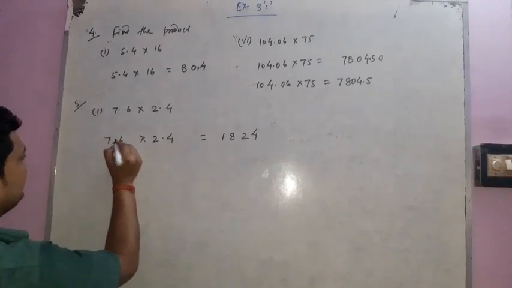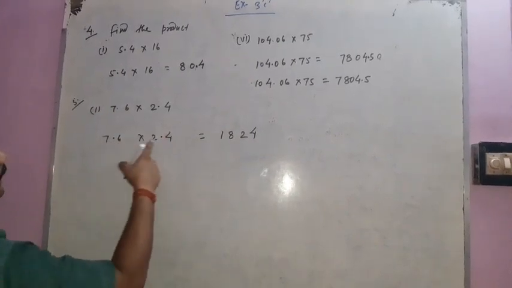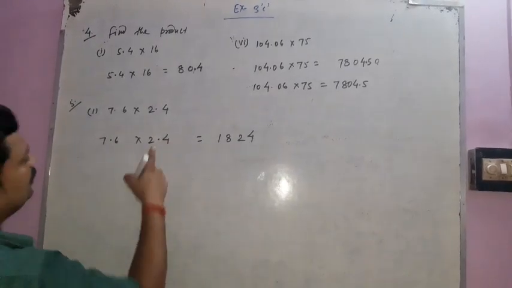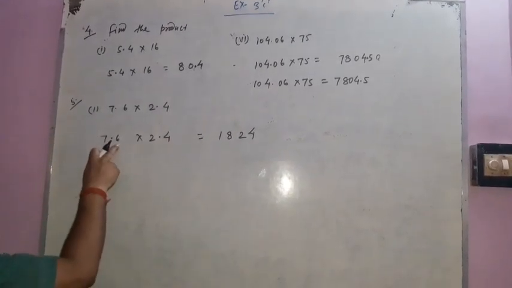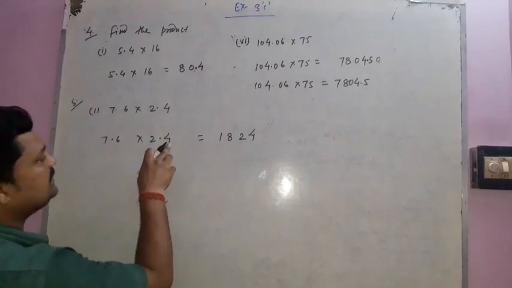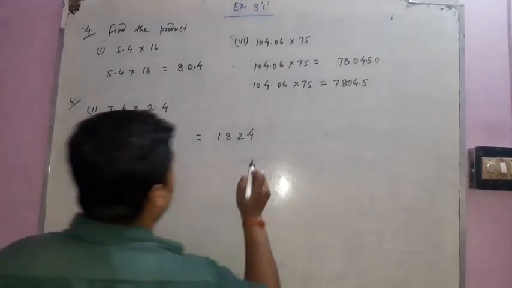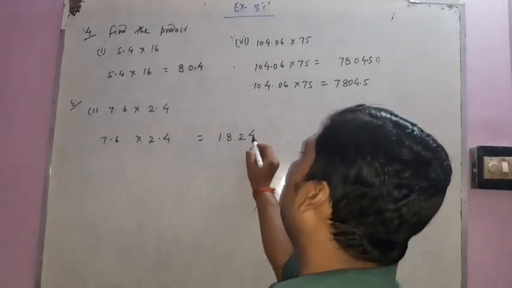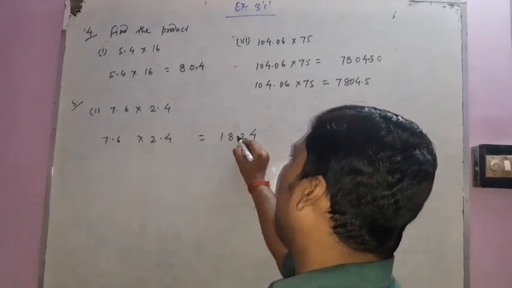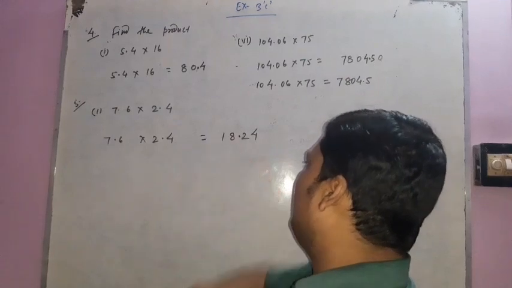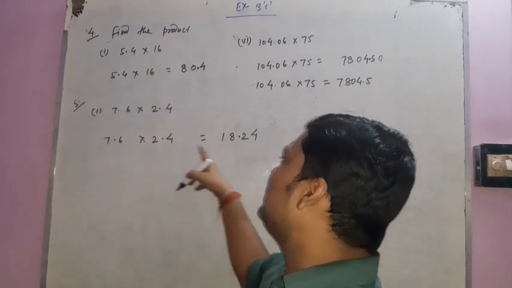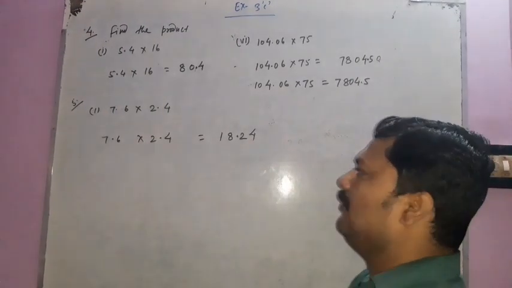Now after the decimal, how many digits are here? 1. And after the decimal in the other number, how many digits are present? 1. So 1 and 1, 2 digits. In this number, we have to place a decimal in such a way that after the decimal 2 digits are possible. So we place the decimal here, after 1 and 2 digits. So the product of 7.6 into 2.4 is 18.24.